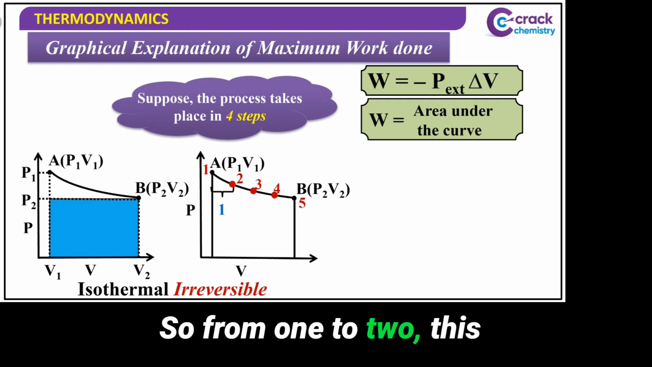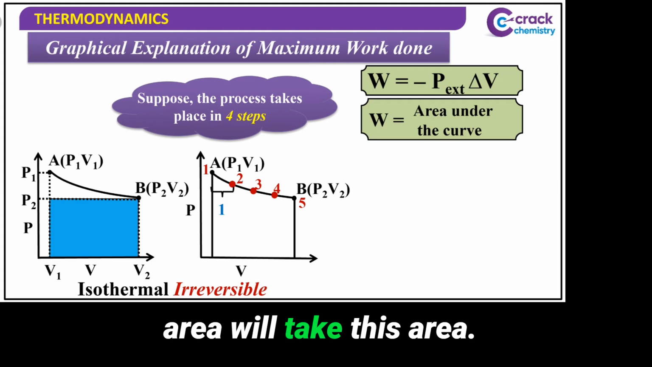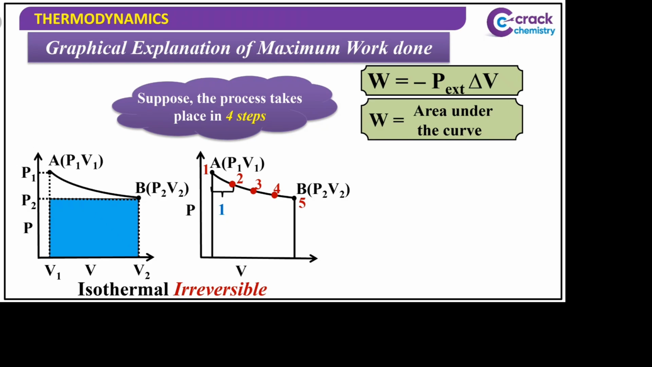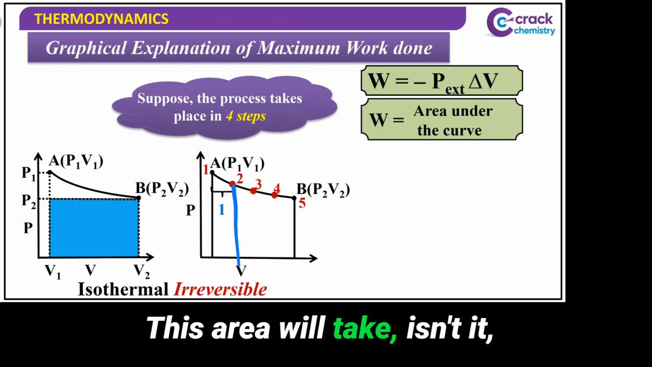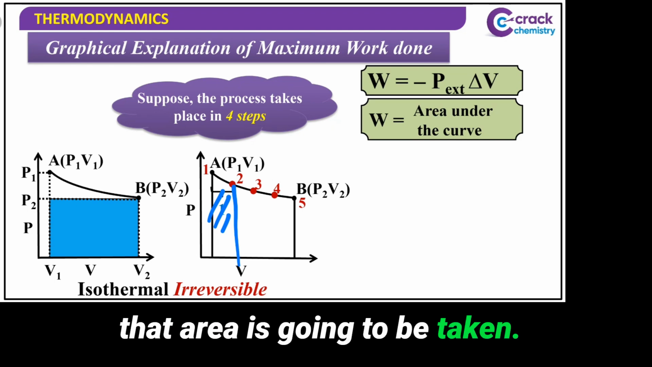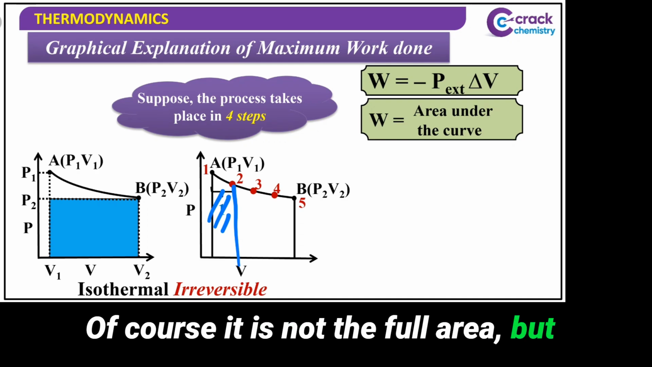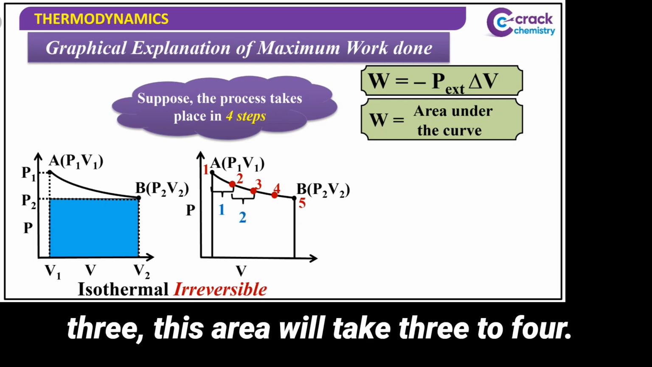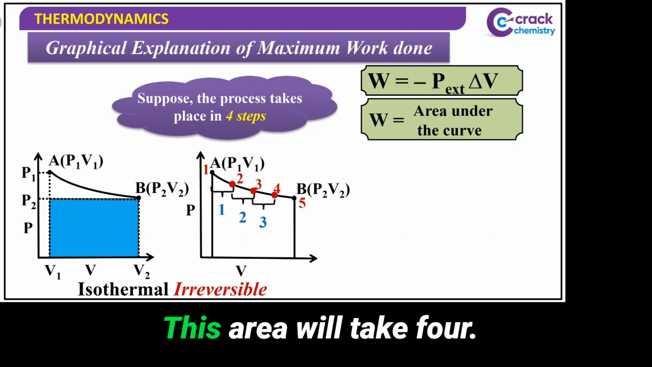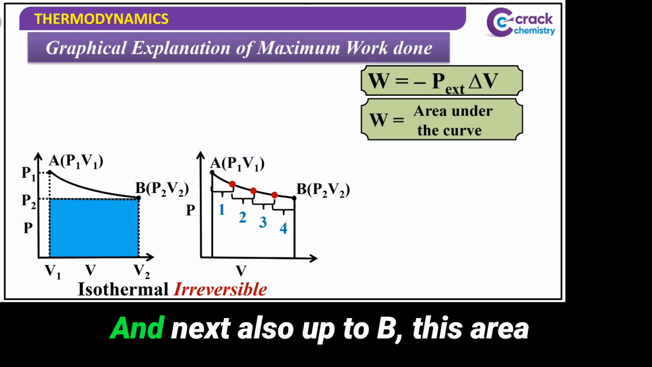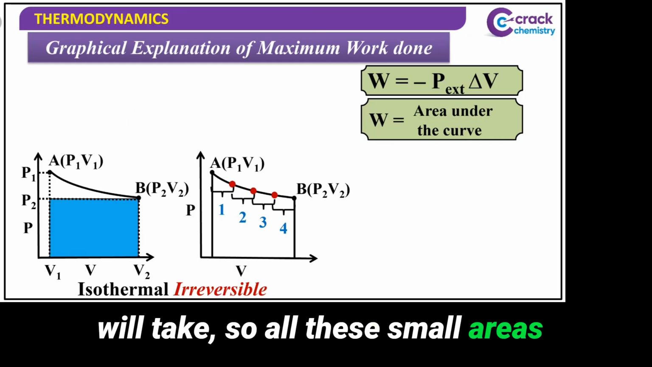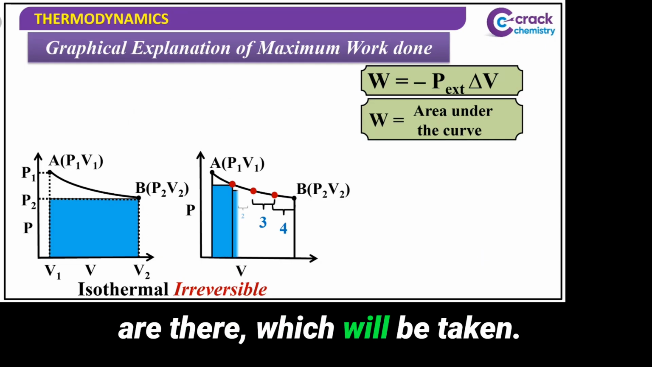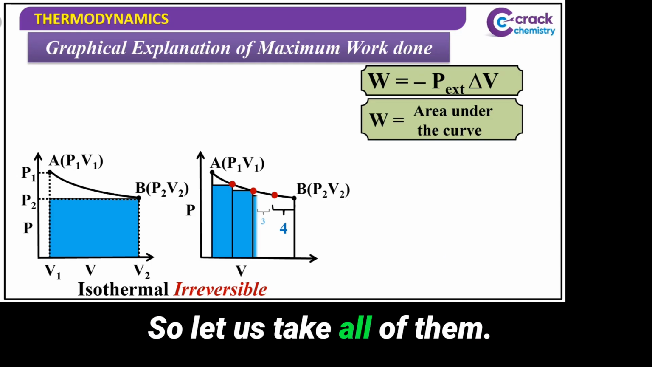So from 1 to 2, this area will be taken. Of course, it is not the full area, but this area will be taken. From 2 to 3, this area will be taken. From 3 to 4, this area will be taken. And next also up to B, this area will be taken. So all these small areas will be taken. Let us take all of them.